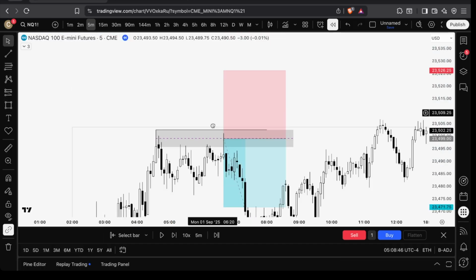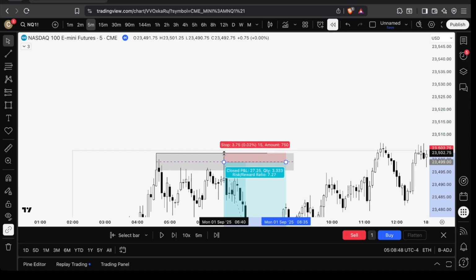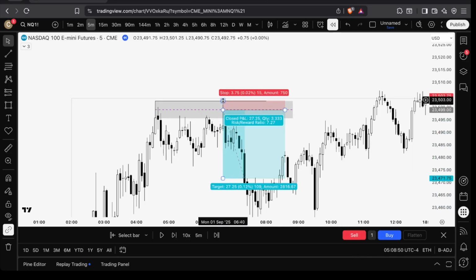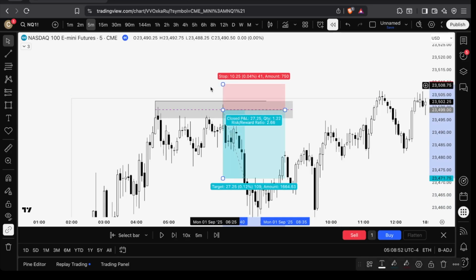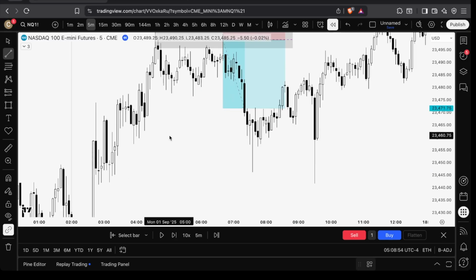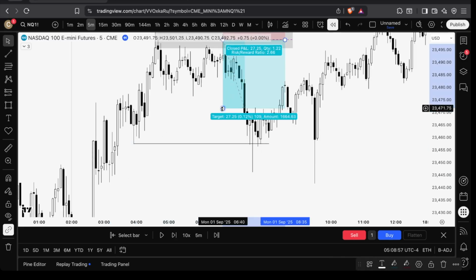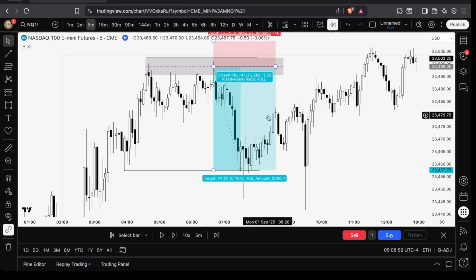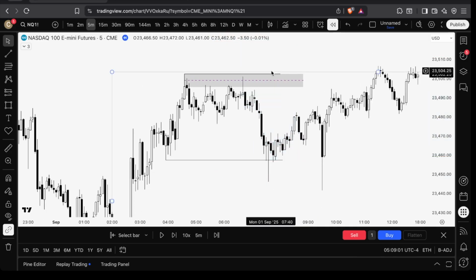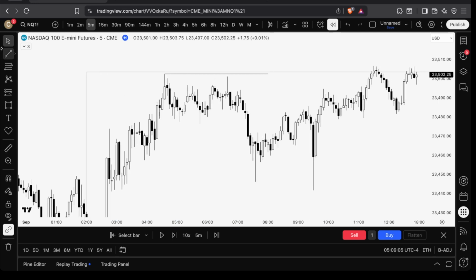Short limit, and yeah, you could have gone crazy. 3 points, let's say 10 points, and targeted the opposing liquidity, for a 4. But what happened here? We didn't take this wick out. We took this one.